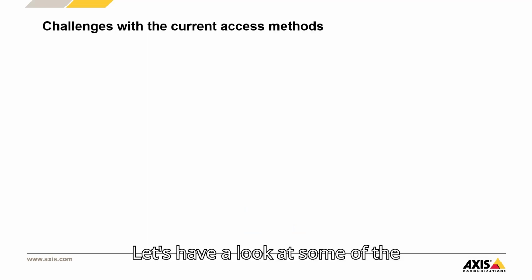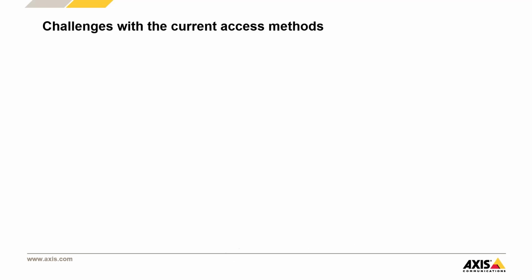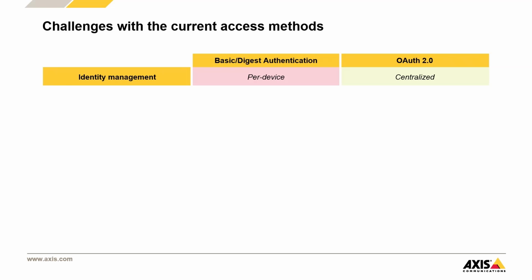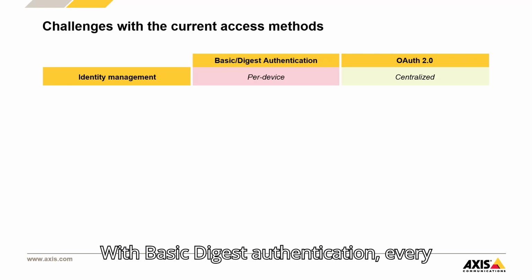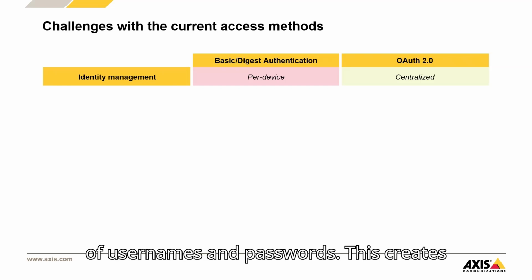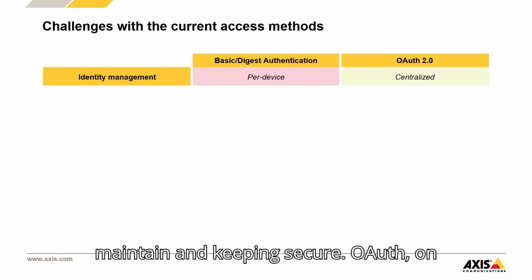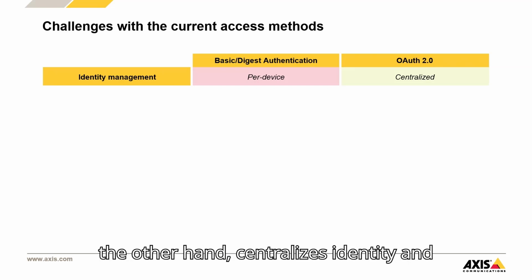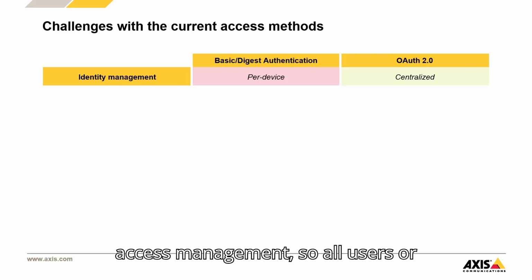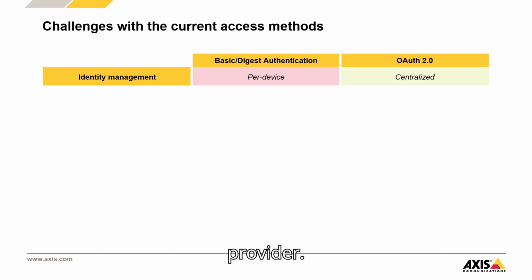Let's have a look at some of the challenges with the current access method when comparing it with OAuth. With basic digest authentication, every device or application keeps its own list of usernames and passwords. This creates silos of user identities that are hard to maintain and keep secure. OAuth, on the other hand, centralizes identity and access management, so all users or applications can rely on the same trusted provider.